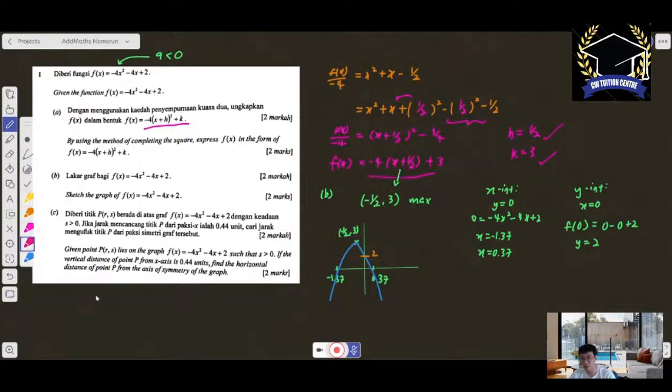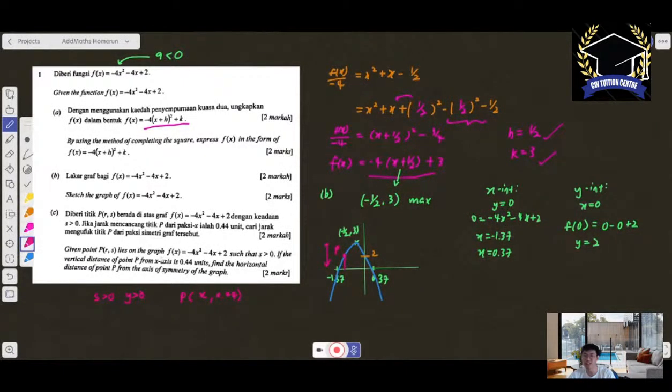So s is more than 0. S more than 0 means the y is more than 0, so the point can be only on the top part here. Okay? If the vertical distance of point P, I do not know where point P is. Maybe P is here, maybe P is here. But point P's vertical distance from the x-axis is 0.44, meaning to say go up until here. This is point P. I do not know the x, but I already know 0.44 is the y.